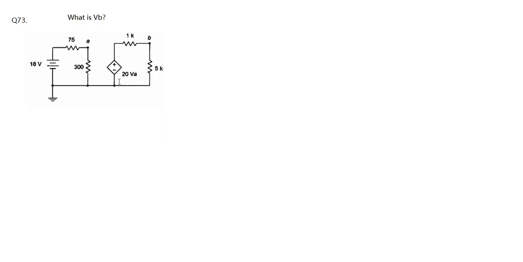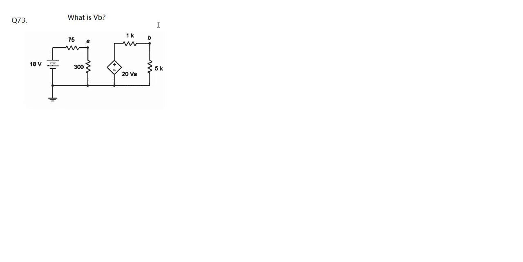So it gives it here, it says 20 VA. So whatever voltage is seen at A will be multiplied, amplified, if you like, 20 times. And that will obviously impact what voltage is seen at B. And the question asks, what is VB?